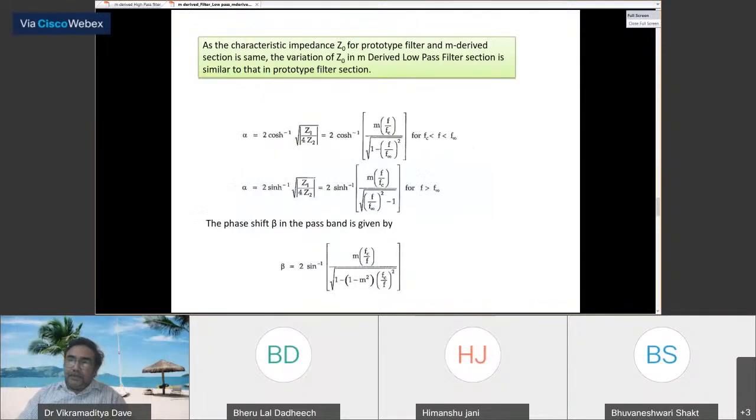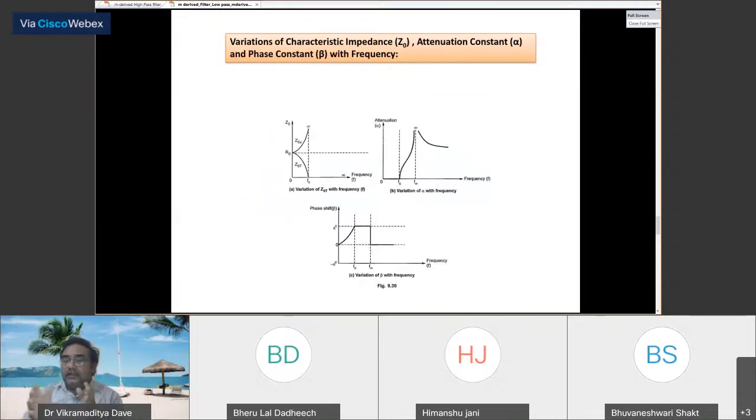With this much background, we have also talked about the attenuation constant and the phase shift. This is the slide I will talk about today. This slide represents the variation of the attenuation and the variation of the phase shift with respect to frequency, and also the variation of the characteristic impedance in both the pi section and T section of the M-derived low pass filter. Let us first talk about the characteristic impedance.